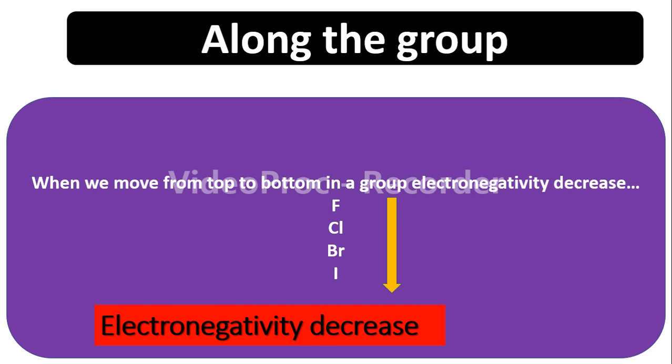So in any family of the periodic table, in any group of the periodic table, whether it be the alkali metals, the transition metals, as well as the halogens and the non-metals, the electronegativity decreases.